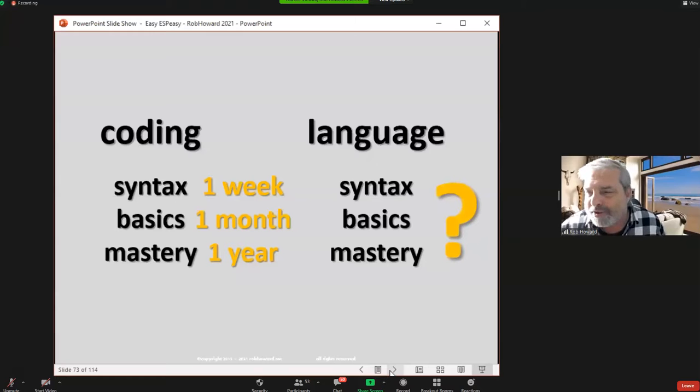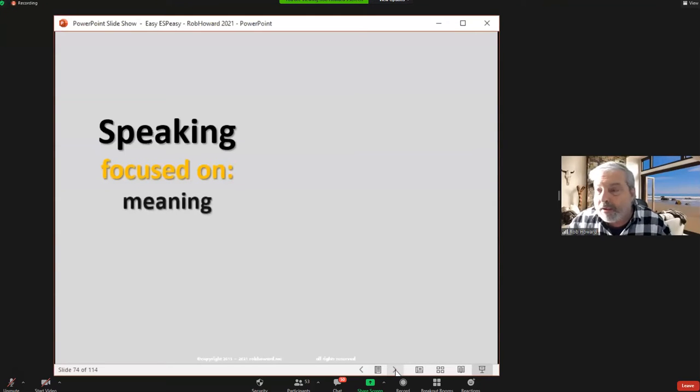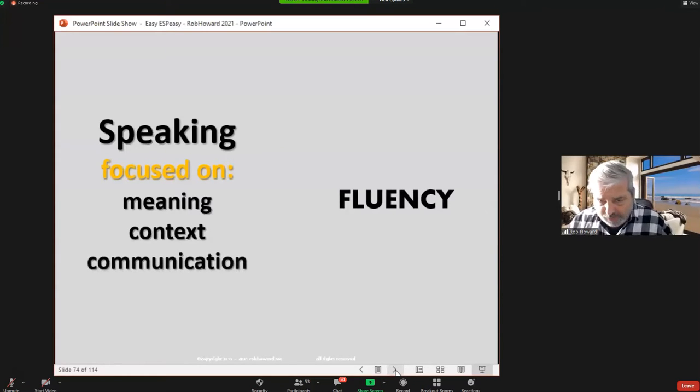What about language? Takes a little bit longer. But if we try and make this for coding for them, something comfortable and getting them working with it, the time will fly. So when I'm working with speaking, I'm mainly focused on the meaning of what they're saying, the context, and communication. So I'm working on fluency.